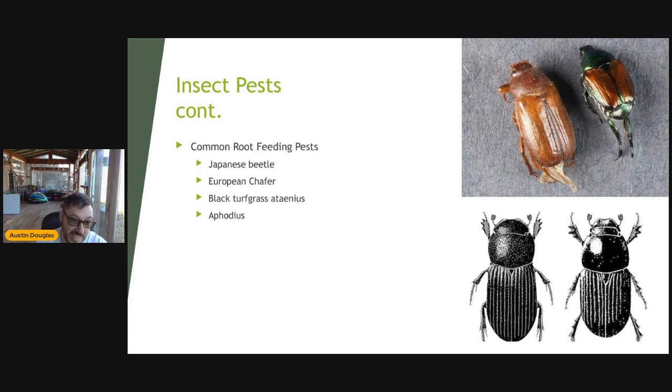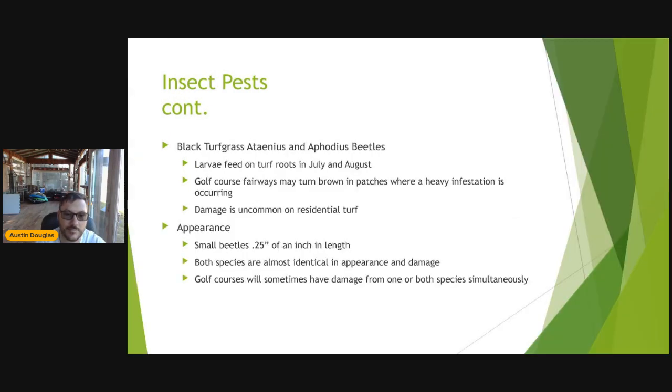So proper identification is going to really tell you a lot. Okay, so let's talk about the black turfgrass ataenius and Aphodius beetles. The larvae are going to feed on the turf roots in July and August. Golf course fairways are going to be their main areas where they're going to show damage, right? They're going to have brown patches where there's a heavy infestation occurring.